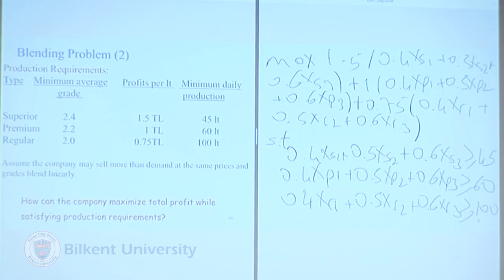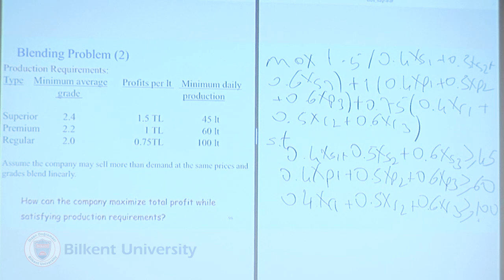Let me rephrase what I said. I defined my variables like, okay, these poor oranges are going to go to the superior batch. These medium oranges are going to go to the superior batch. And this good orange is going to go to the superior batch. So I have a batch in here, I'm declaring as the superior batch. So it's like 0.4 times XS1, 0.5, blah, blah, yeah?